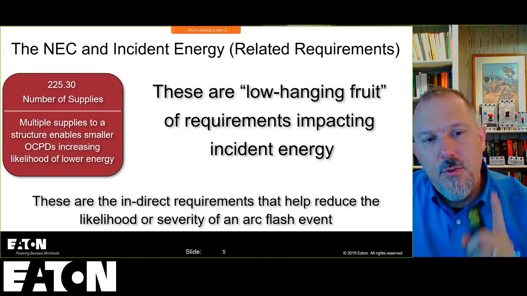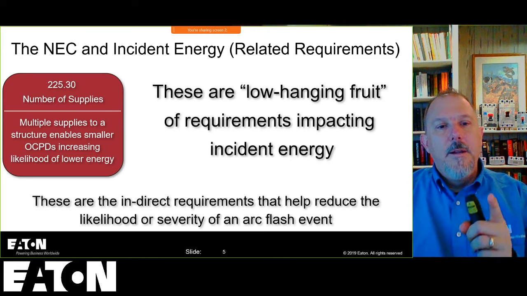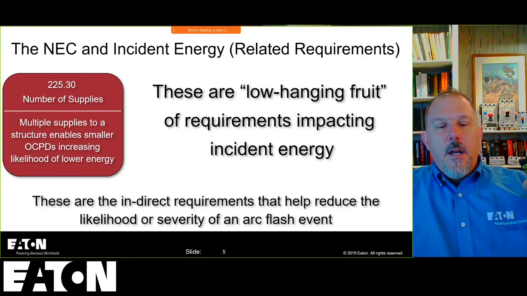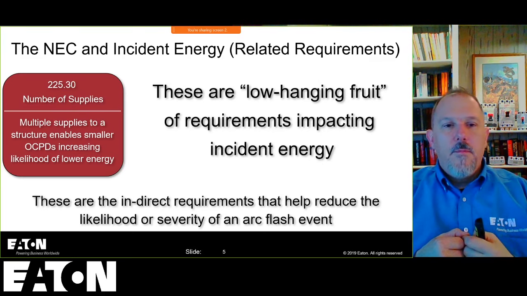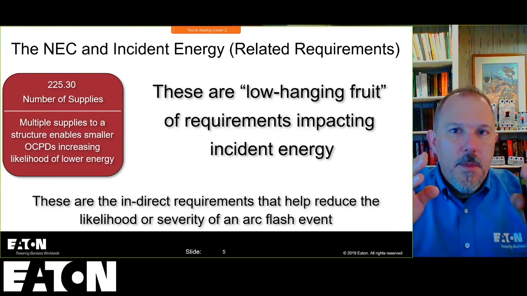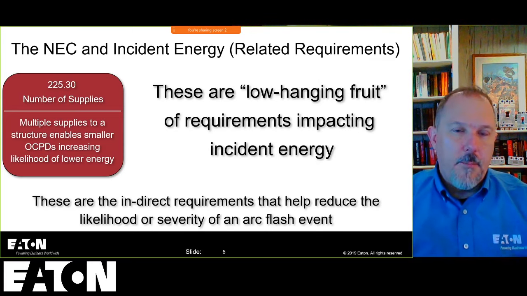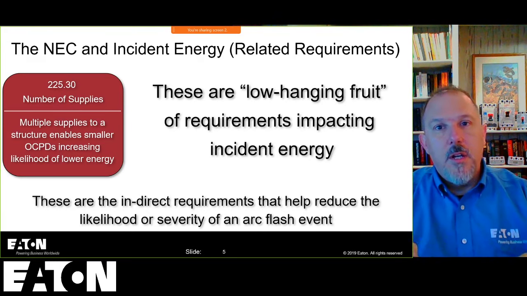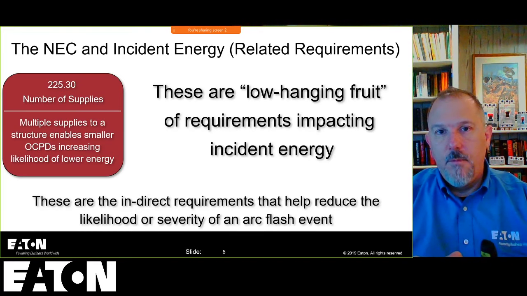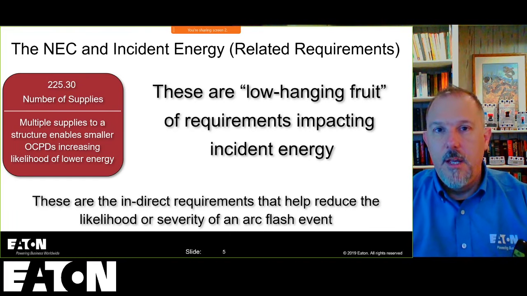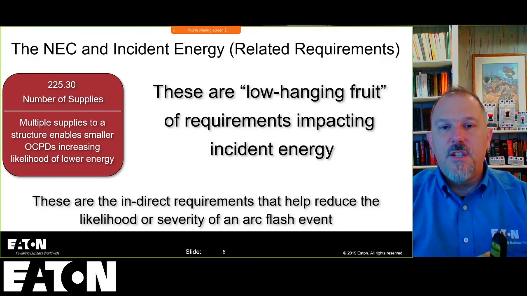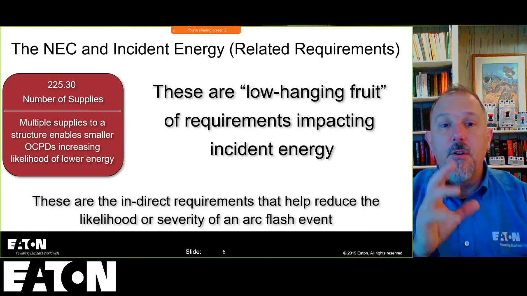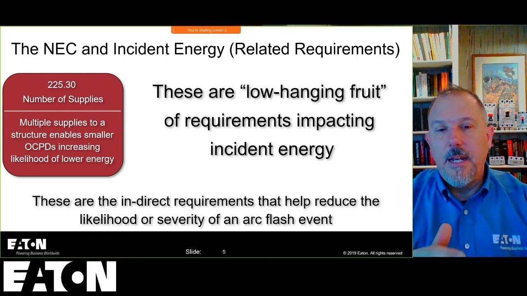The reason I throw 225.30 into there is because of the line side. If I can take a feeder that would have been, say, a 1200 amp breaker and split that into 2 600 amp feeders, my fault current is going to be the same at the end of that run, whether it's a 1200 or two 600s. But what I've done is I've moved my instantaneous further to the left, so it'll pick up on lower currents. So I can provide a better chance of providing lower incident energy at the end of that run.